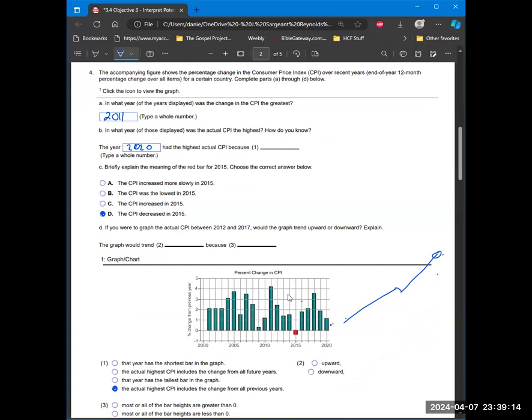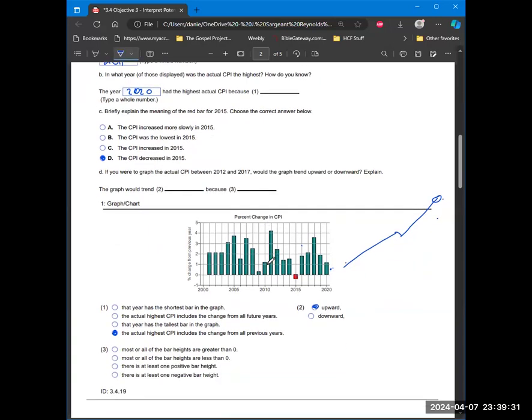If you were to graph the actual CPI between 2012 and 2017, would the graph trend upward or downward? It would trend upward, most definitely. I kind of drew a depiction of that here, because most or all of the bar heights are greater than 0.